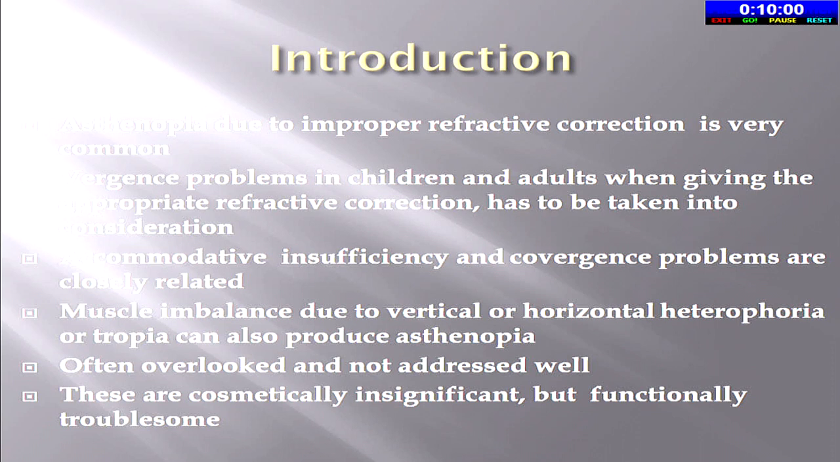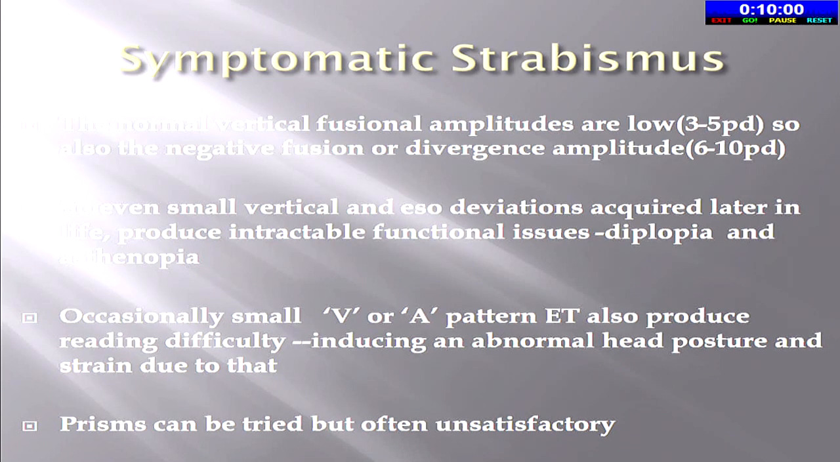Muscle imbalance due to vertical and horizontal heterophoria or tropia can also produce asthenopia, which is often overlooked and not addressed well. These are cosmetically insignificant, and often we can try prisms but they are not very satisfactorily corrected. So this is what I'm going to talk about.